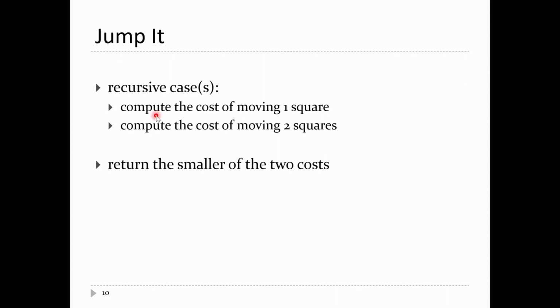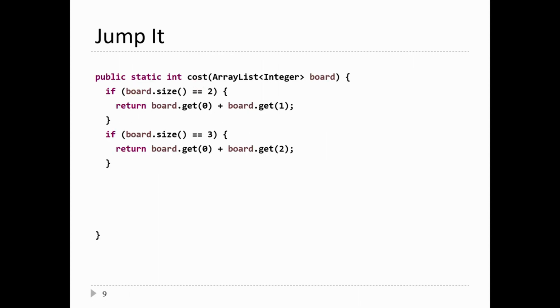So compute the cost of moving 1 square, compute the cost of moving 2 squares. And now the question is how do I compute the cost of moving 1 square? The answer is you've got a method that computes the cost. So this is where your recursive case comes in. I just call the method again, passing in the appropriate board.